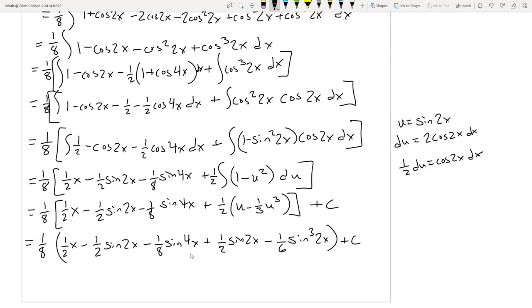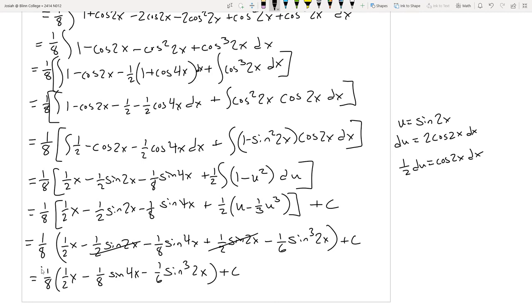And so let's finish up. We've got minus 1/2 sine of 2x plus 1/2 sine of 2x, and so it looks like we're about done here. 1/2 x minus 1/8 sine of 4x minus 1/6 sine cubed of 2x plus c.